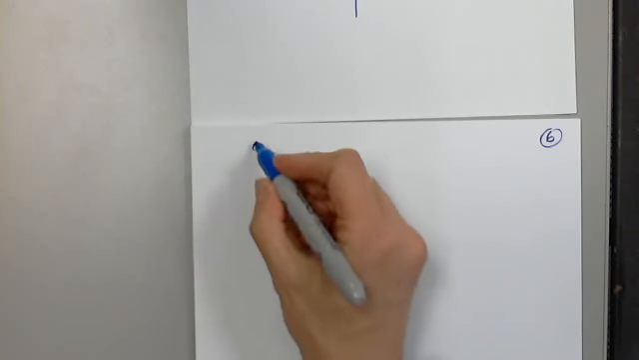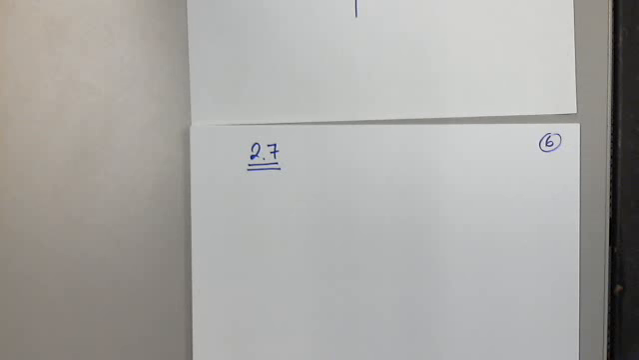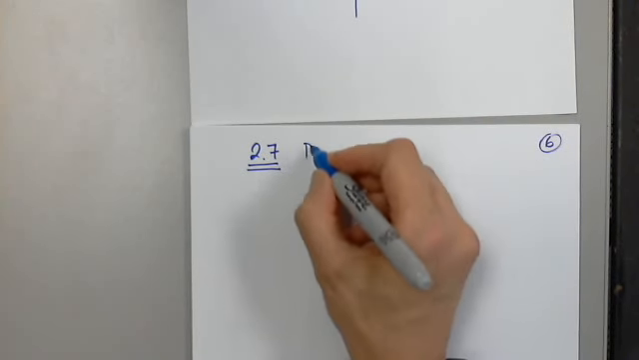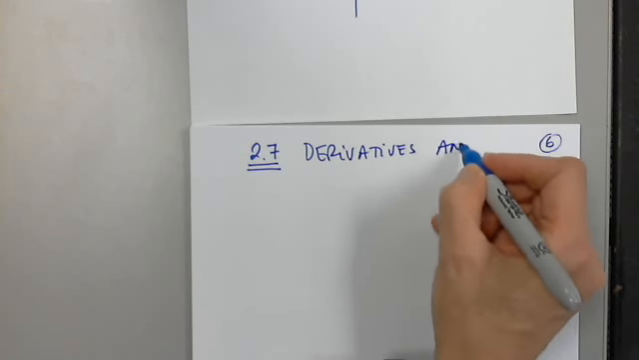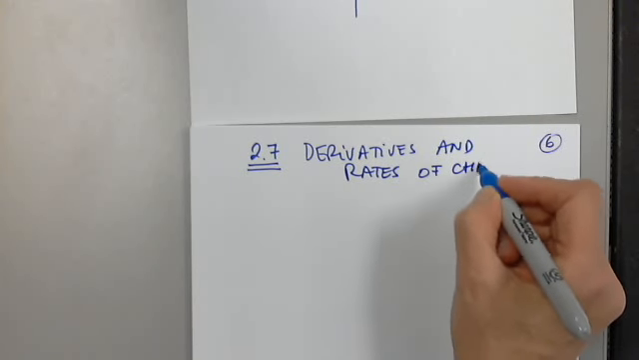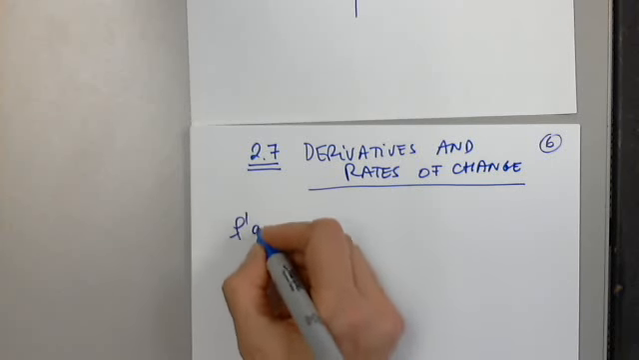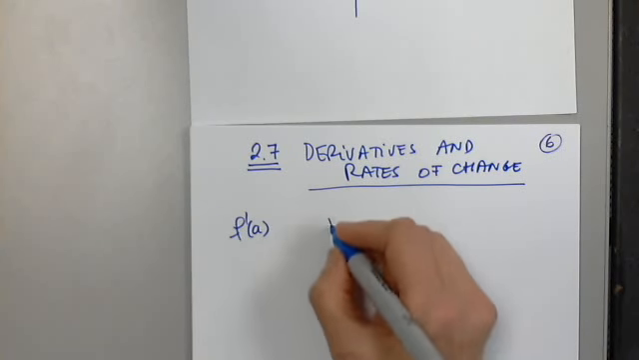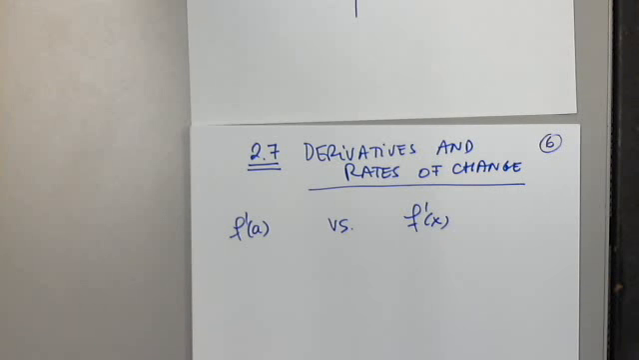Okay, so now finally, let's go back to 2.7. 2.7 is a special case of 2.8. So derivatives and rates of change. Well, this deals with f prime of a. What is the difference between f prime of a and f prime of x? What do you think?